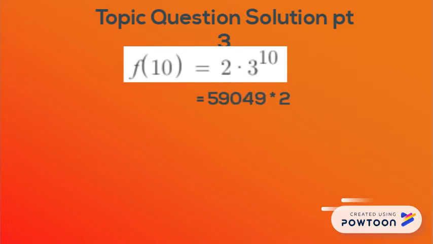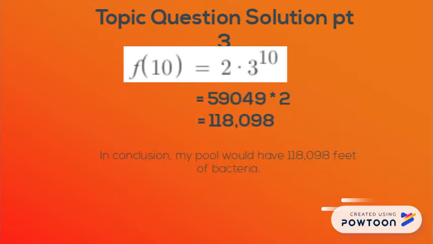So now all we have to do is solve the equation. So f of 10 is equal to 2 times 3 to the power of 10, and 3 to the power of 10 is 59,049, times 2 is 118,098. So in conclusion, my pool would have 118,098 feet of bacteria.